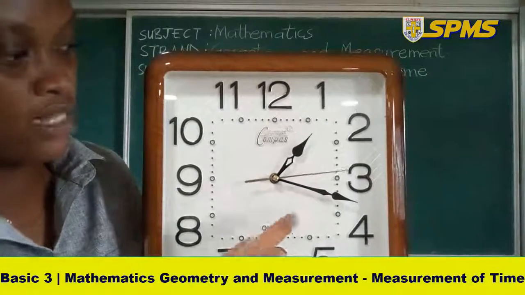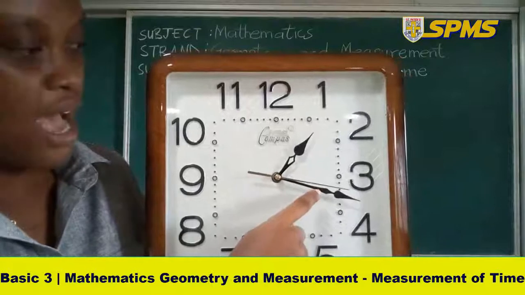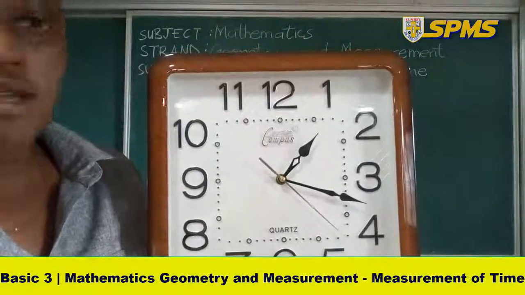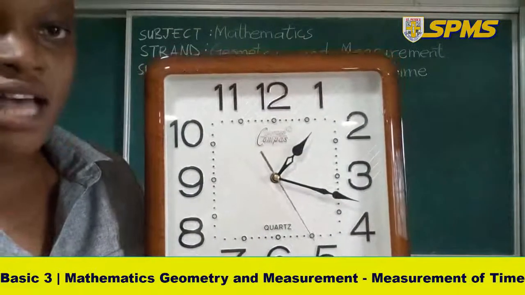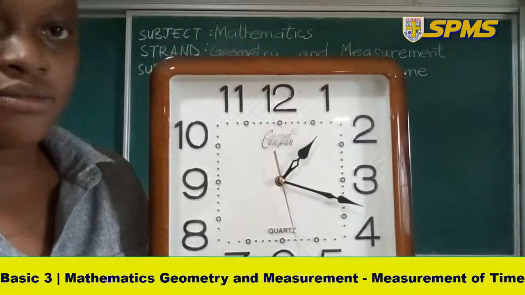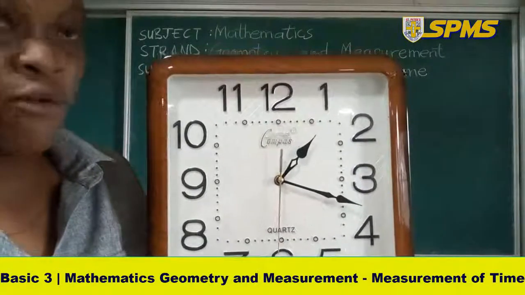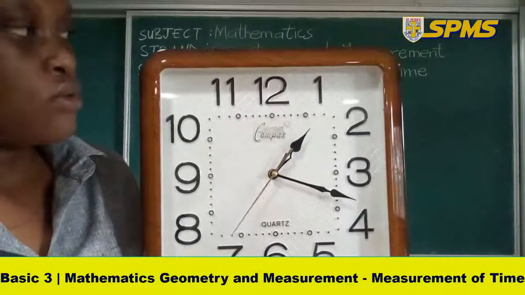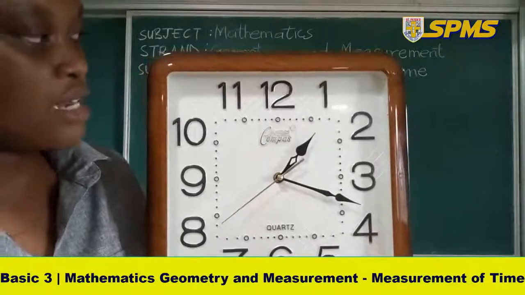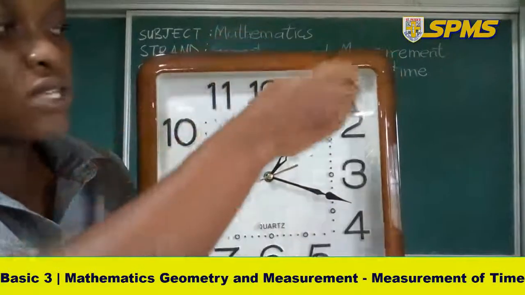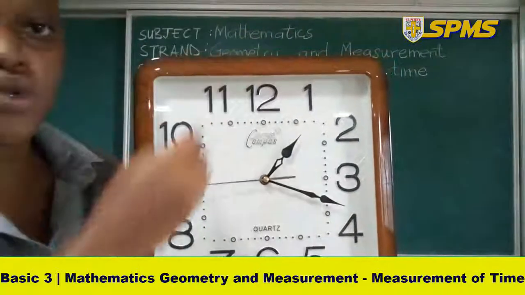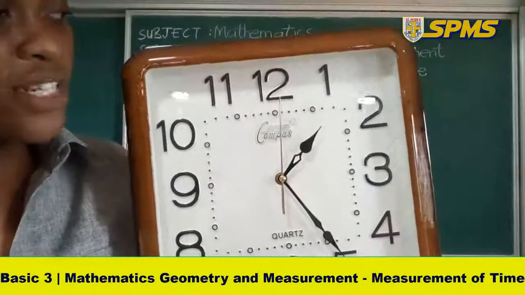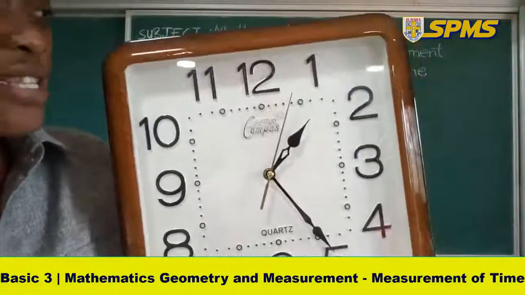Good. Now let us move on to the minute hand. Every movement of the minute hand gives us 1 minute. Another movement gives us 2. So if the minute hand is on 12 and it moves in a clockwise direction back to 12, it gives us 60 minutes. But children, why is it 60 minutes?